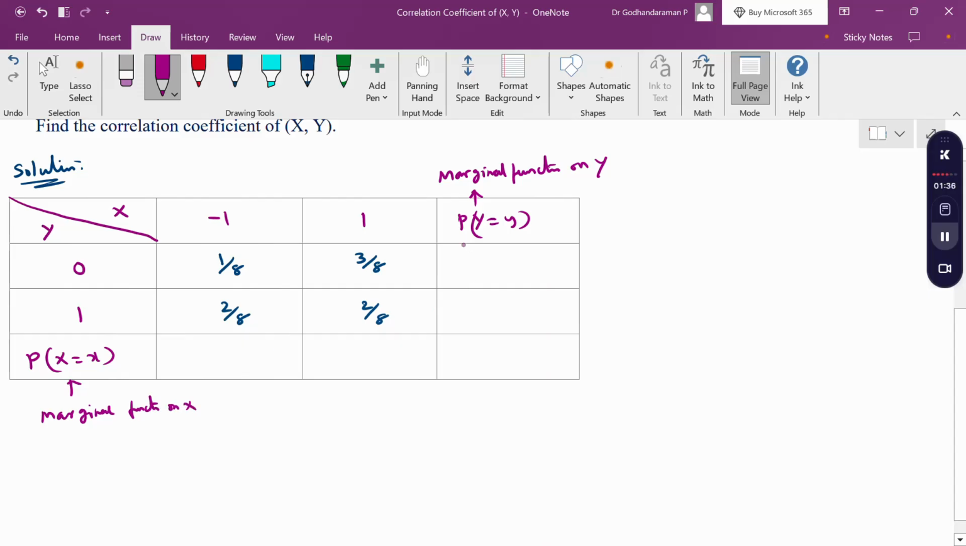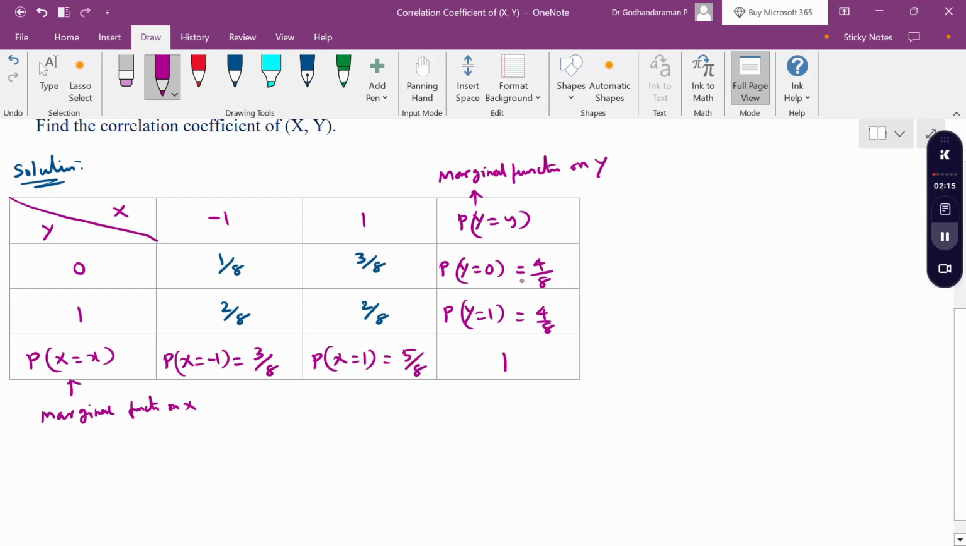Now to calculate the probability of Y equal to 0: 1/8 plus 3/8 is the total for Y equal to 0, which is 4/8. Then the total for Y equal to 1 is 4/8. Now the total for X equal to -1 is 3/8, and for X equal to 1 is 5/8. So the total is 1, therefore this is the marginal function on Y and the marginal function on X.